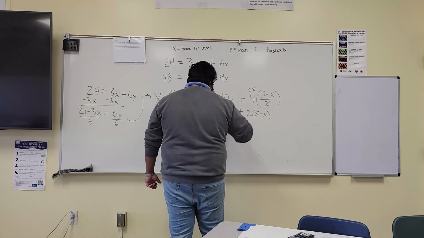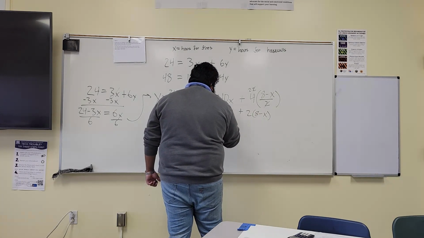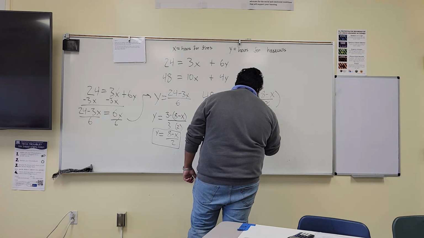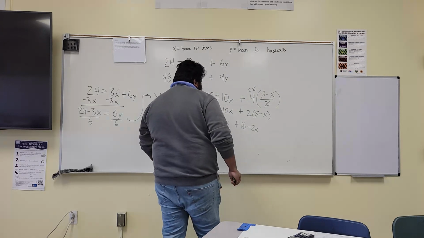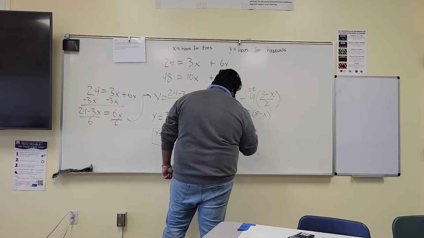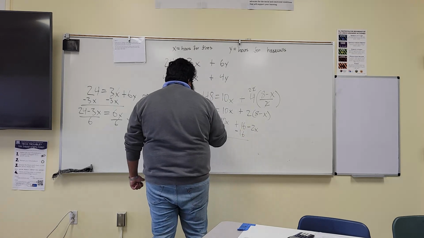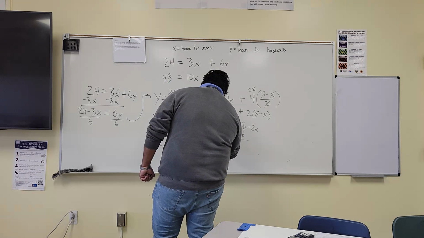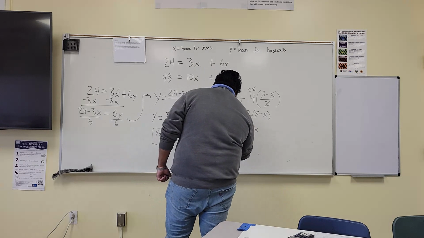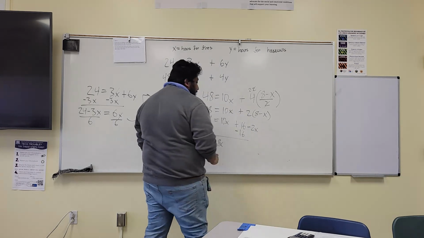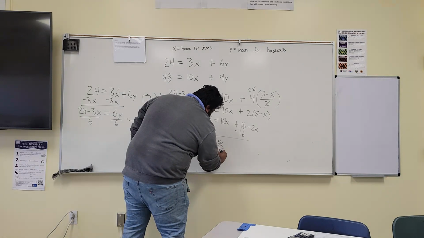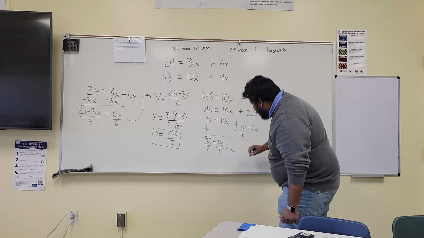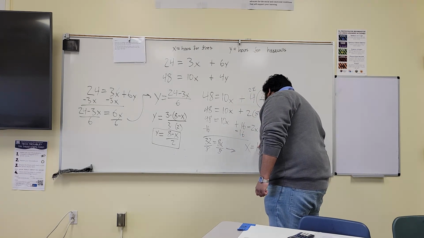We'll multiply this throughout. We have 48 is equal to 10x plus 16 minus 2x. And we will subtract the 16 from both sides, and we'll also combine the x's on this side. We get that 8x is equal to 32. We'll divide both sides by 8. And we will get that x is equal to 4.